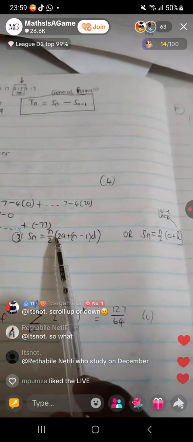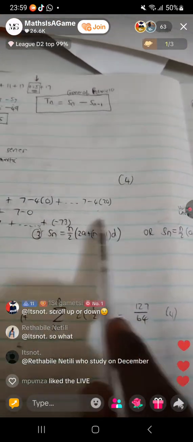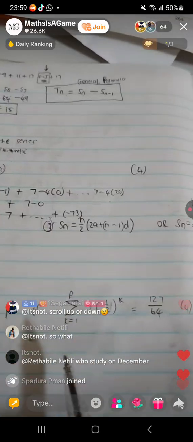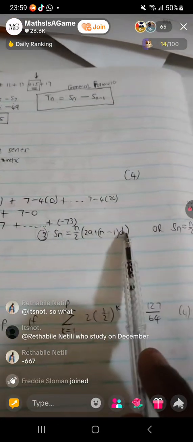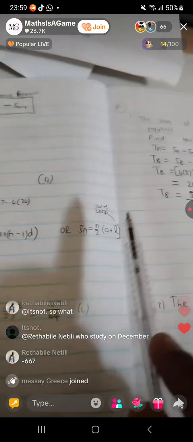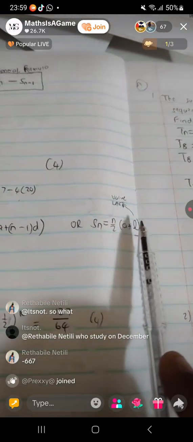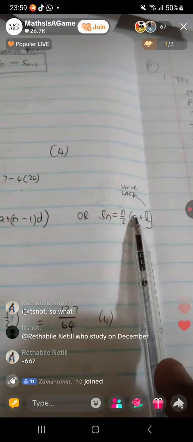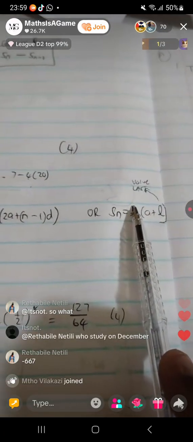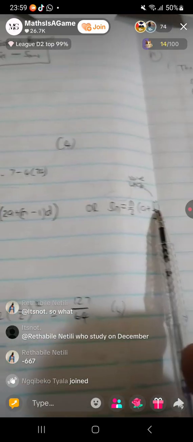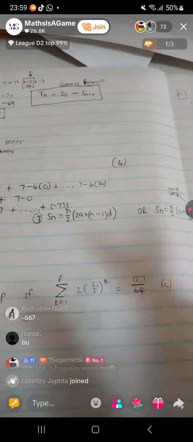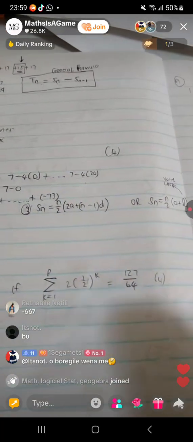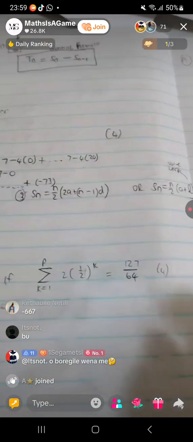You choose a formula. You can use this one. This one does not need the last term. It just needs n, it needs a, and it needs d. This one, where you have the last term, just needs a, n, and l. Doesn't need d. Both of these should give you the same answer. Ritabile has already said in the comment section the answer is -667. Let us check if that is the case.